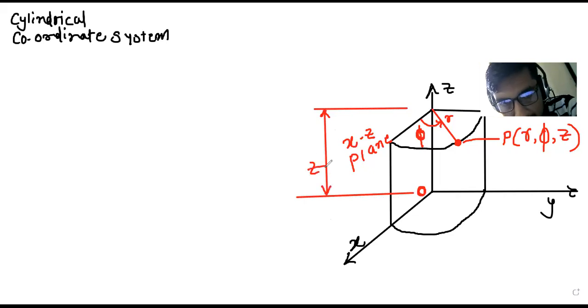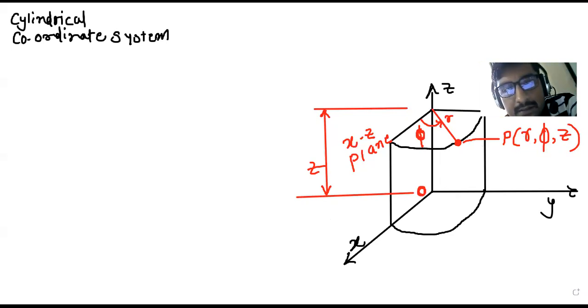This parameter is nothing but Z. So you have R, phi, and Z. And with respect to R, phi, Z, you can define any point in the cylindrical coordinate system. Is it clear?